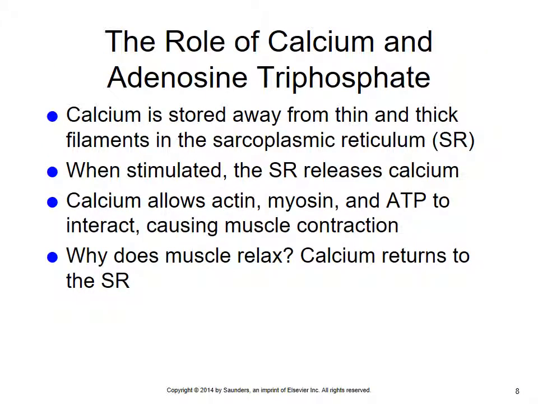The mineral that's required for muscle contraction is calcium. Calcium is stored in the sarcoplasmic reticulum, or SR. When a muscle is called into action, SR releases calcium. The calcium floods the sarcomere and permits the interaction among actin, myosin, and ATP. This causes contraction. When a muscle relaxes, the calcium returns back to the sarcoplasmic reticulum.